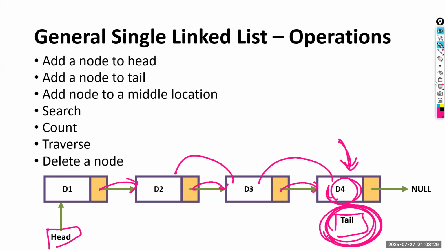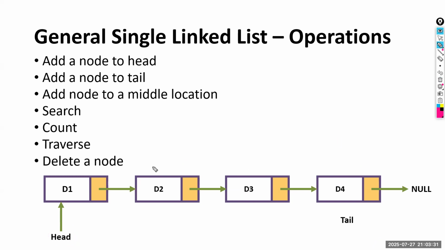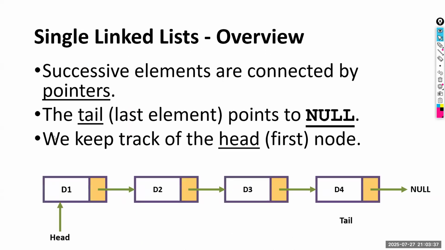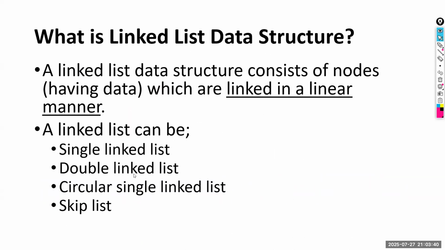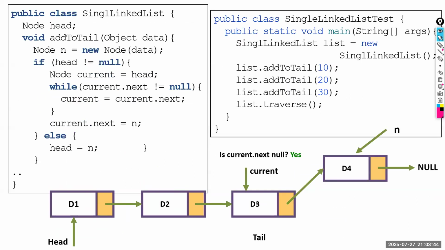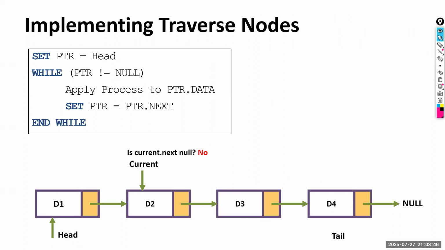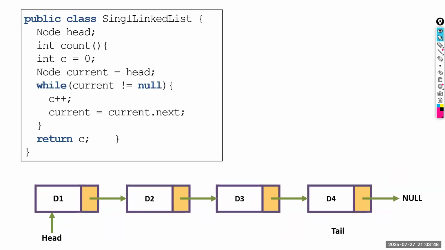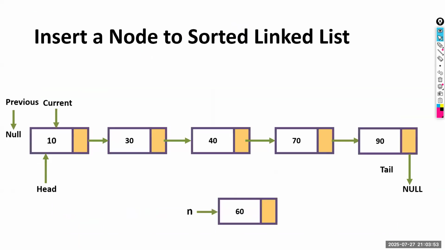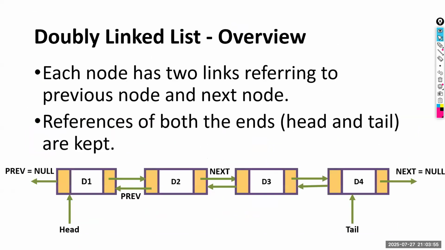Okay. So later we will look at double linked list. Remember we have the single linked list, then double linked list. In double linked list, you will see we keep track of both head and tail.